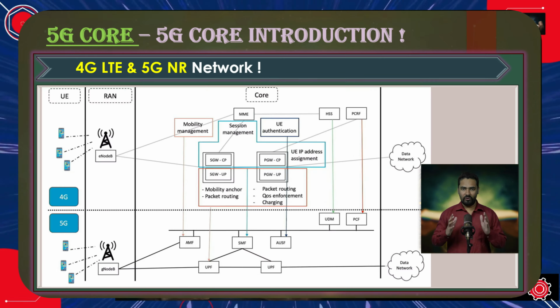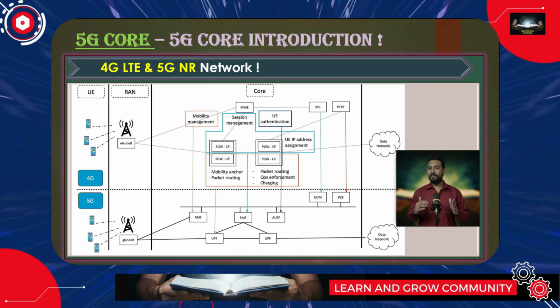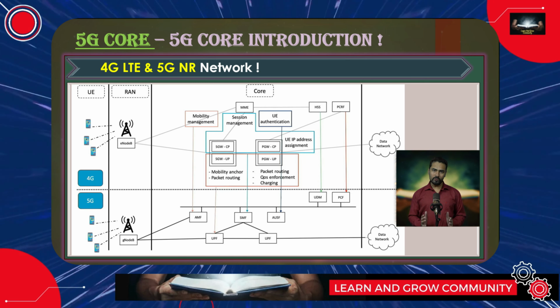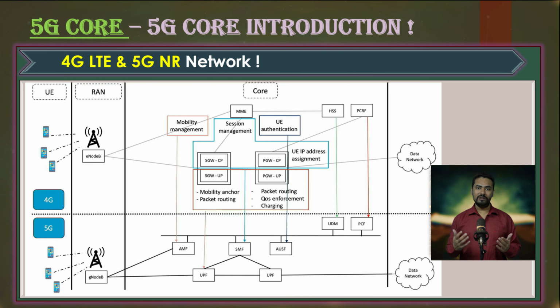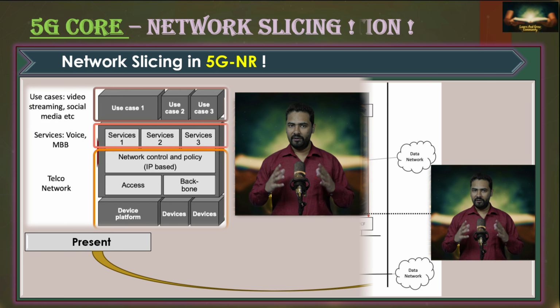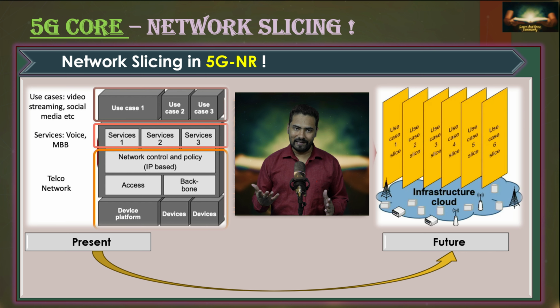In the last session, we talked about different elements of the 5G core network, and we also saw how they are different from the 4G core network. We learned what new elements are added in the 5G core and how the responsibilities are divided among the 5G core elements. Now we will discuss network slicing.